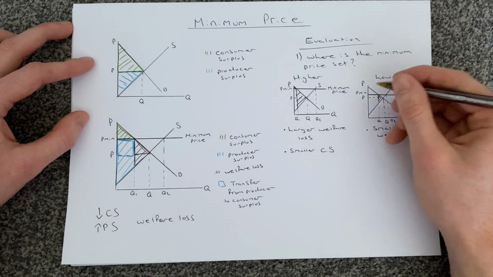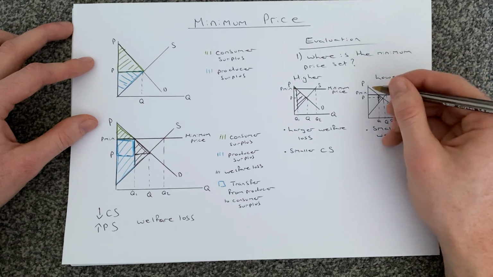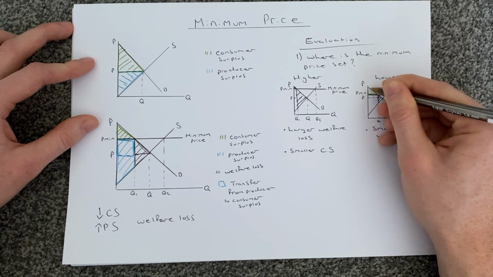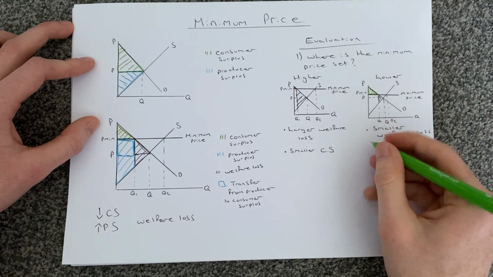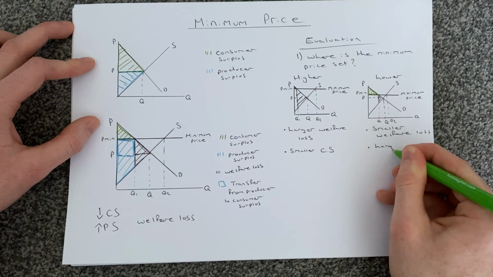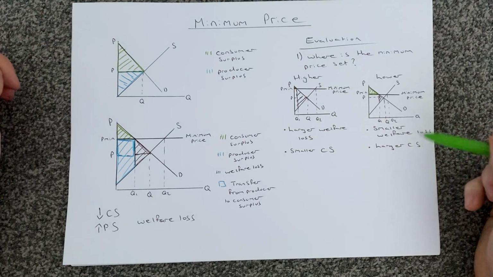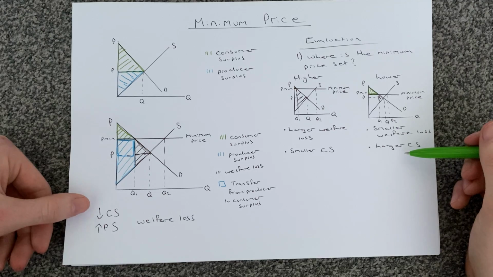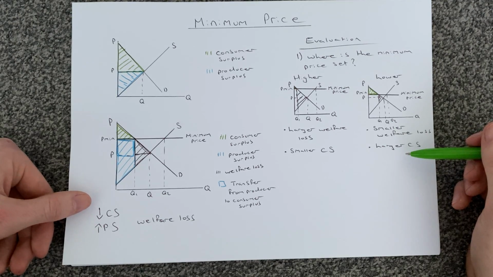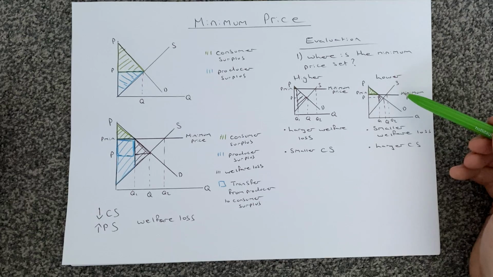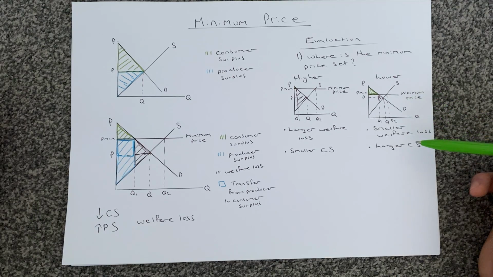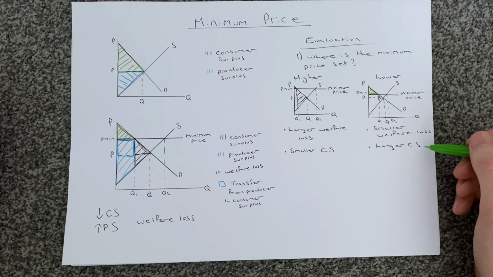Whereas over here, if the minimum price is set a little bit lower, actually the consumer surplus has decreased, but is a little bit larger. Okay, so we can compare the two. Actually, we have a larger consumer surplus. When we say larger, obviously we're again remembering that consumer surplus has decreased, but the extent to which it decreases by, as we've just discussed in the evaluation, depends on where the minimum price is set. So the lower the minimum price, the larger the consumer surplus, and therefore the smaller decrease in consumer surplus.